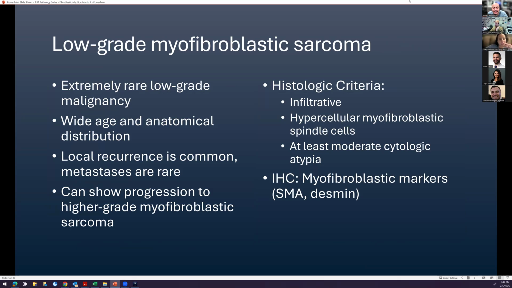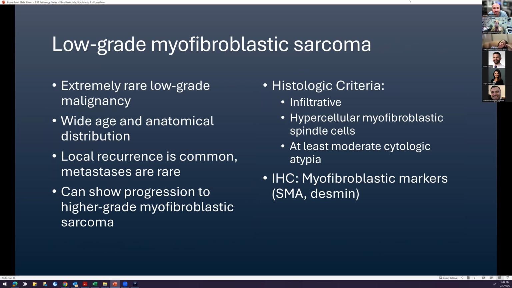And to be honest, it's a little bit difficult to even make this diagnosis anymore. But it's called low-grade myofibroblastic sarcoma. It's basically just an extremely rare low-grade malignancy. Local recurrences are pretty common, but mets are rare. But some will show progression to a higher grade myofibroblastic sarcoma.